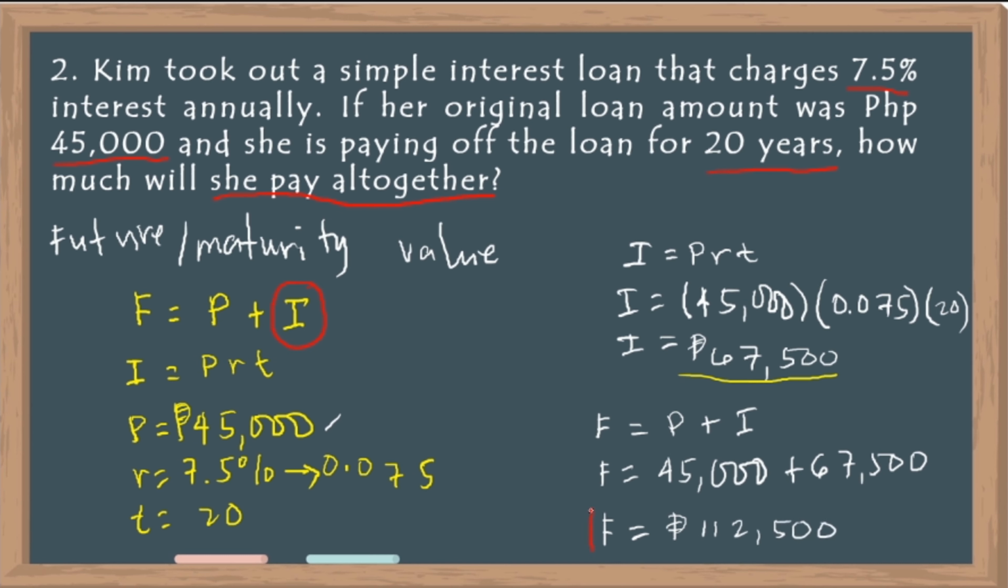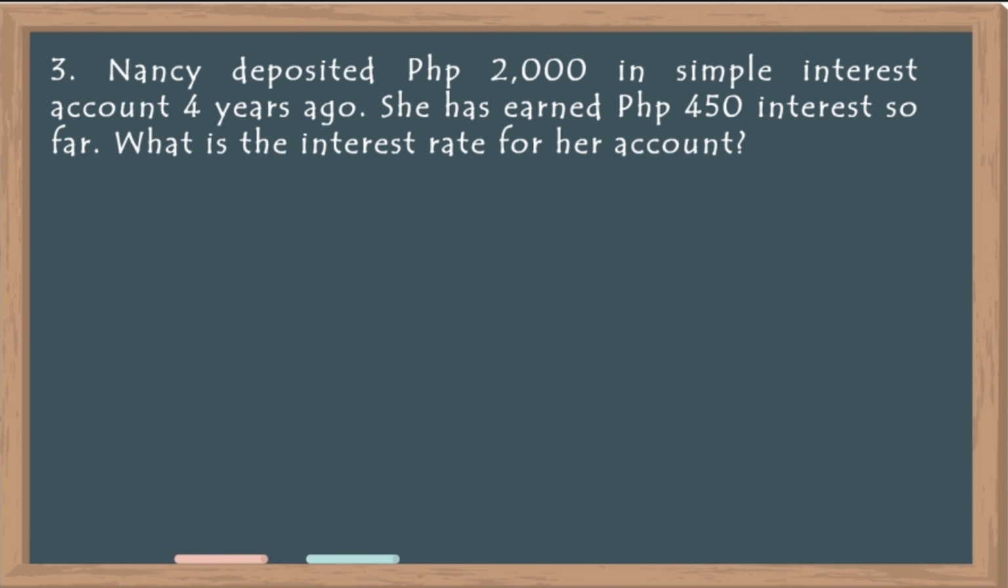Okay? So, this is our answer for number 2. Iyan yung babayaran niya lahat-lahat. Okay? Let's have number 3. Nancy deposited 2,000 pesos in simple interest account 4 years ago. She has earned 450 pesos interest so far. What is the interest rate for her account?